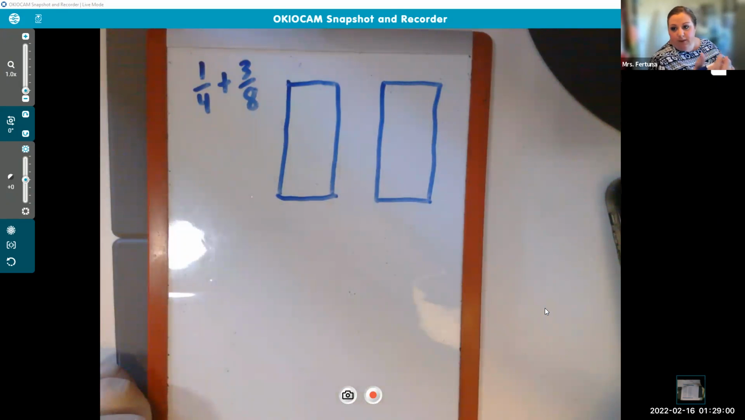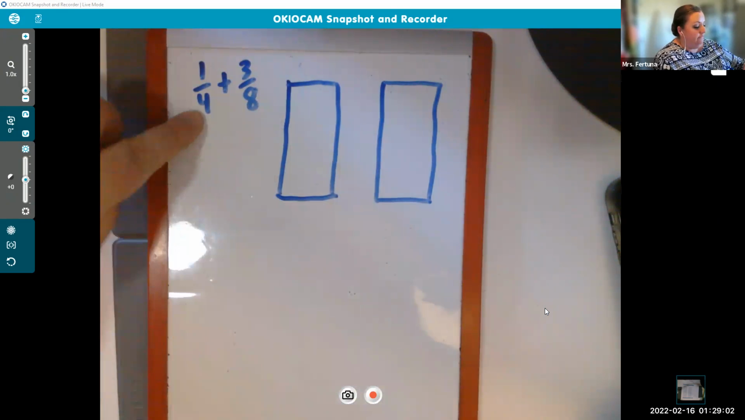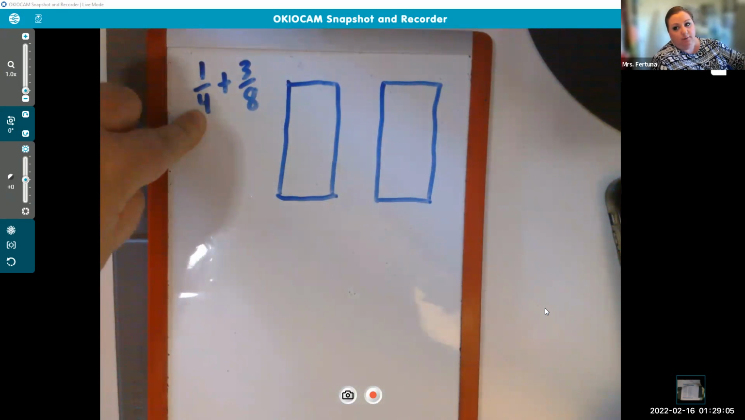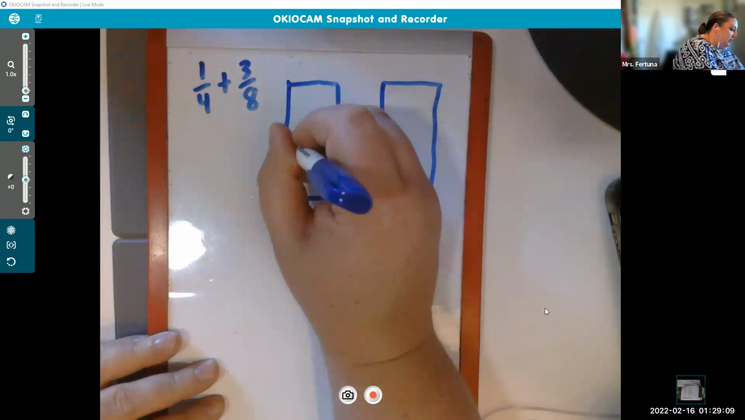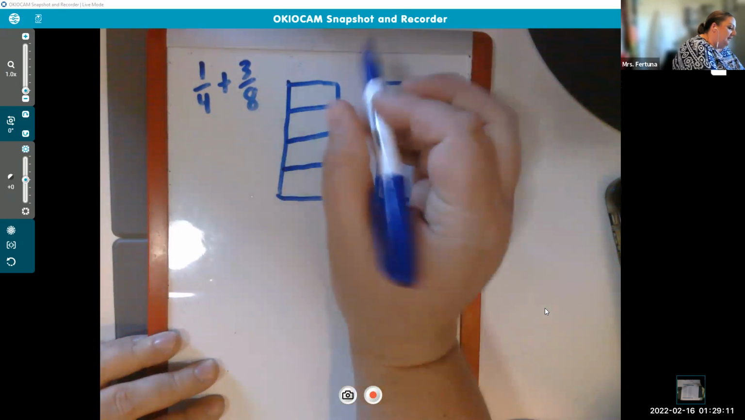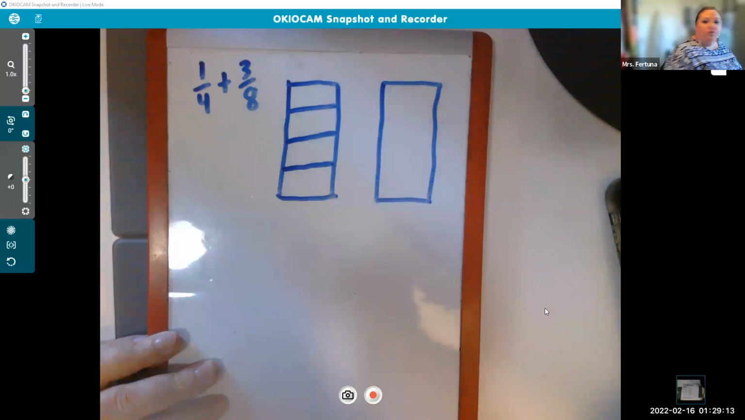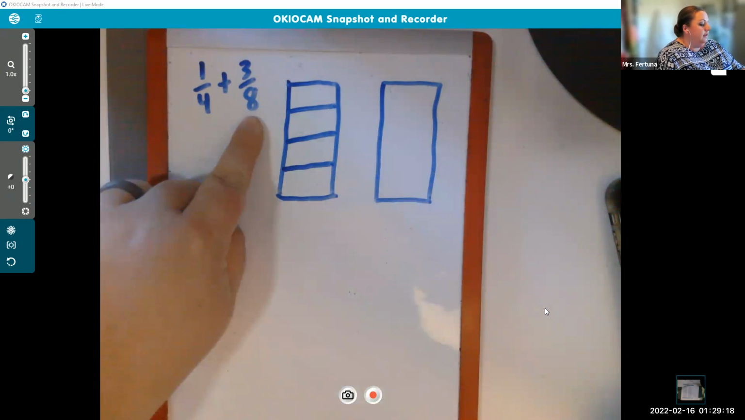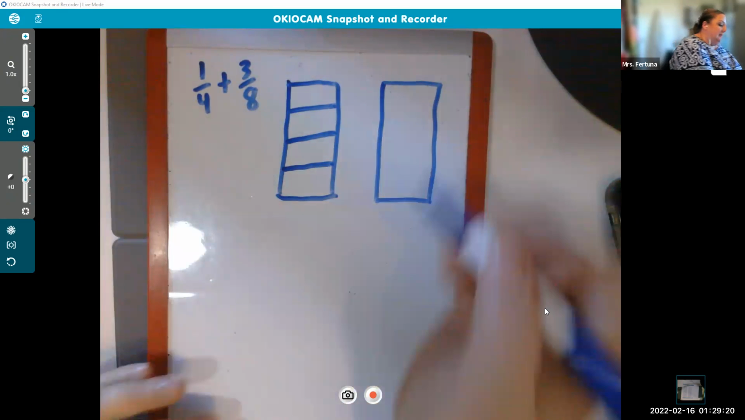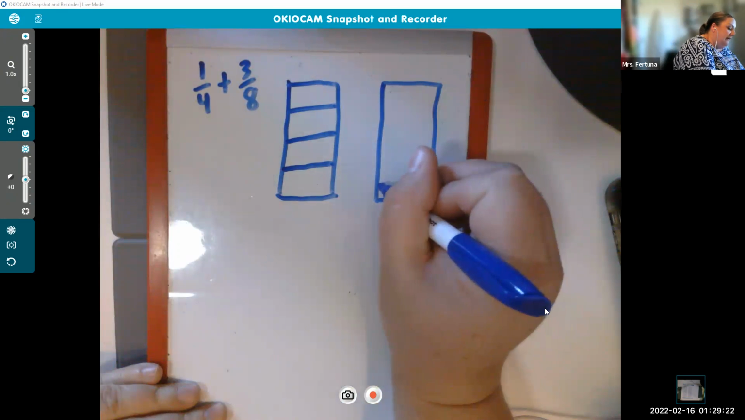Think of it like a chocolate bar. You have 4, you want to break that chocolate bar into 4 pieces. So we're going to go ahead and do that. You can just draw 3 even lines to give us 1, 2, 3, 4 pieces of the chocolate bar. On the other one, we want 8 pieces. So we're going to draw 7 lines.